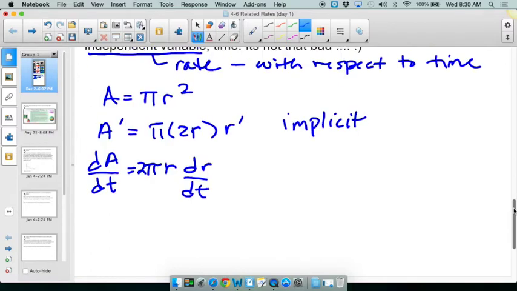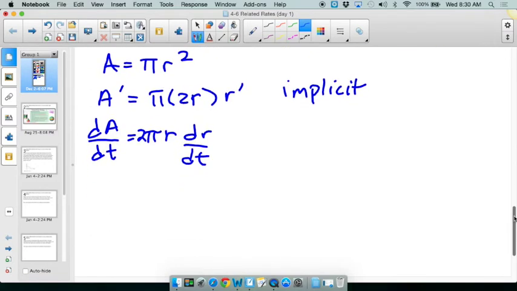Okay, and then we can talk about how fast the circle is getting bigger or smaller. What's the rate of change of the circle? How fast is that radius getting bigger or smaller? Does that make sense? At a specific point in time, when the radius is a foot, how fast is that radius growing? When the radius is 6 inches, how fast is that radius growing? Okay, so those are the types of questions we're going to work on.